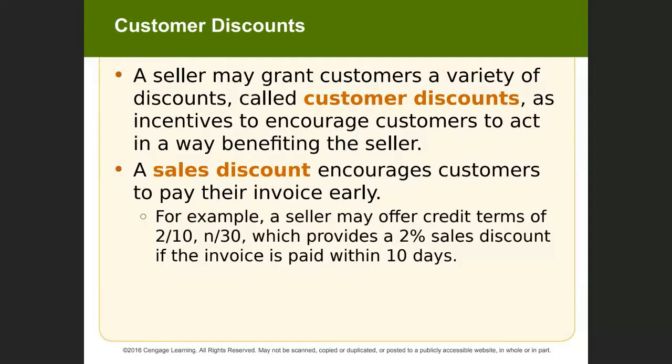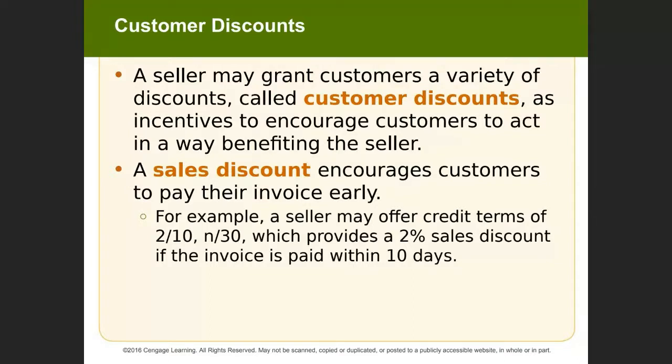So the 2 is the percent. So it's saying that you get a 2% sales discount if the invoice is paid within 10 days, and then n/30 means net 30. So n/30, they're saying that no matter what, the invoice has to be paid within 30 days. Your due date is in 30 days, but if you pay us within 10 days, we'll give you a 2% sales discount. And this is probably the most common one that I've seen, 2/10 net 30.